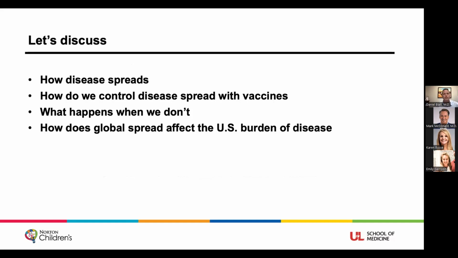So in terms of global topics that may affect us in Louisville, I need to put things in perspective a little bit before we talk about certain things. So I want to talk about how disease spreads and how do we control disease spread with vaccines. And we're going to talk about some new hot vaccine information. And then I want to talk about what happens when we don't control disease spread and how global spread of disease affects the US burden of disease.